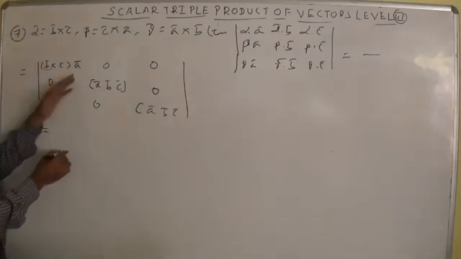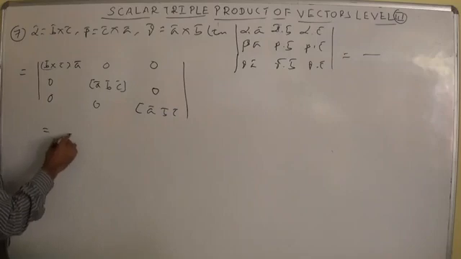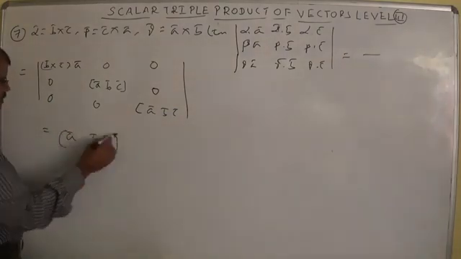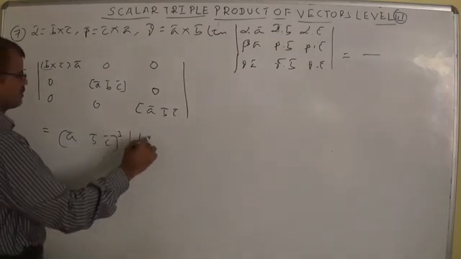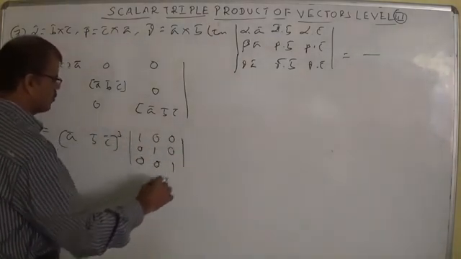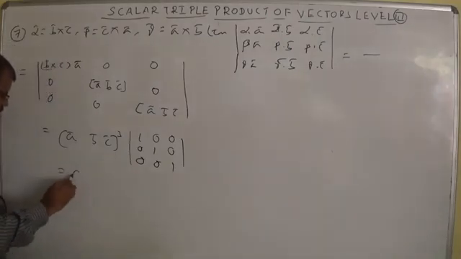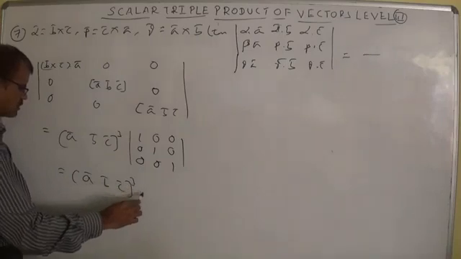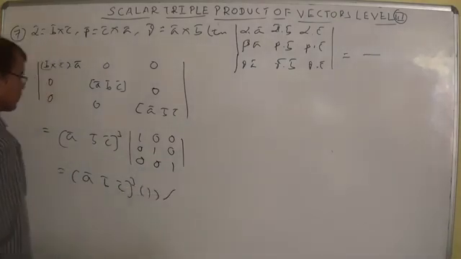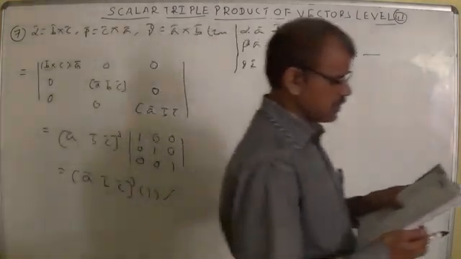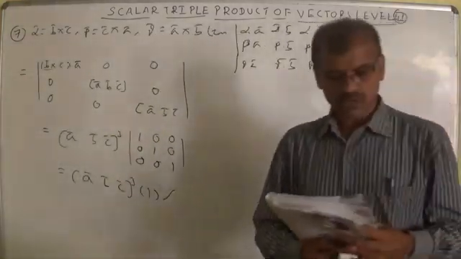You can take box ABC common, box ABC common, box ABC common according to the matrix column property. Taking common, we get 1, 0, 0, 0, 1, 0, 0, 0, 1. We know that the determinant of the unit matrix or identity matrix is 1. So the answer is box ABC whole cube. Seventh question completed. Let us discuss the eighth question.